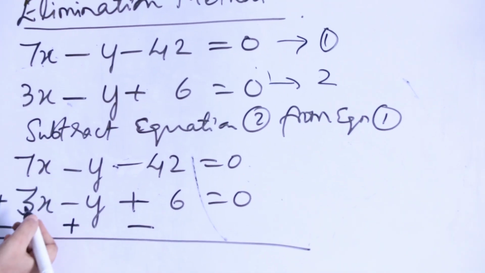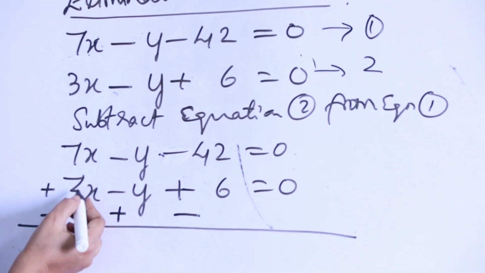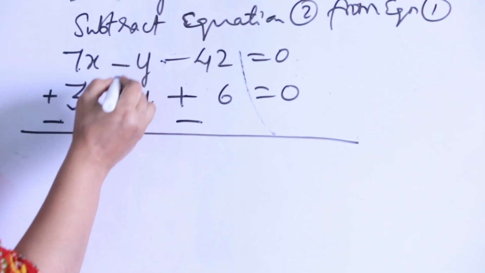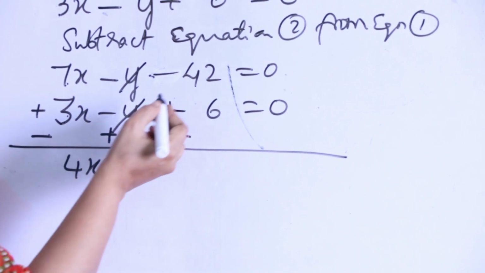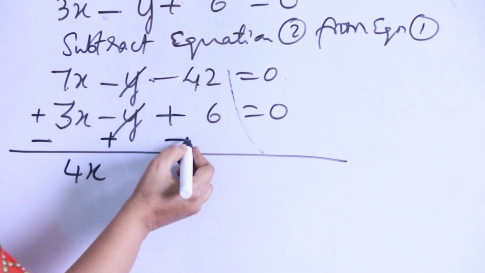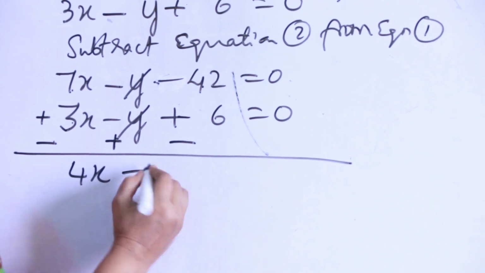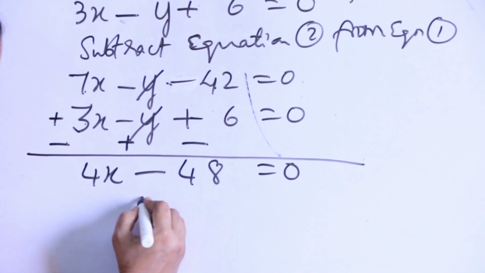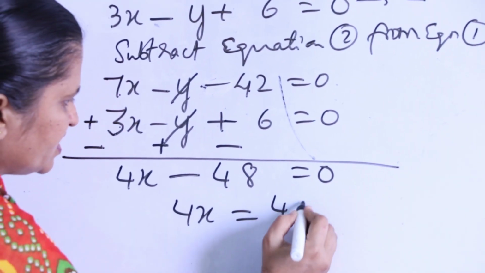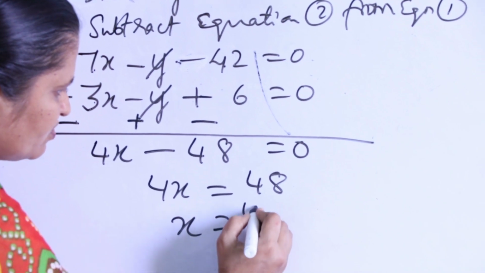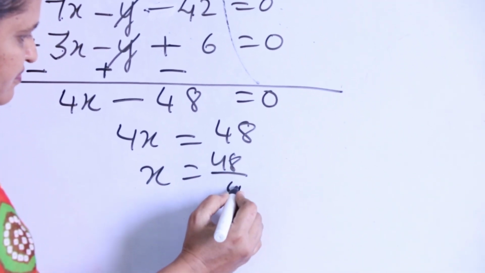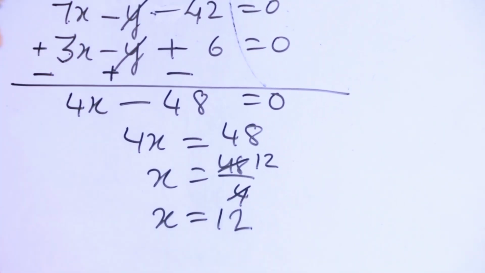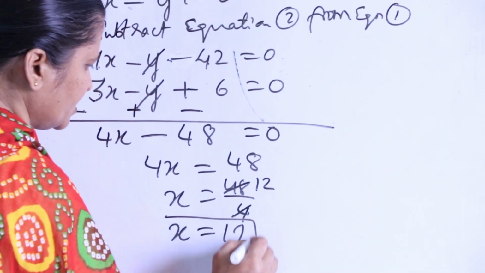So now you are going to read this equation as: 7x minus 3x is 4x. Minus y plus y cancel. Minus 42 minus 6, you are going to add, but you are going to write the minus sign. Minus 48 equals 0. Simplify this. 4x is equal to 48. X is equal to 48 by 4, which is 12. X is equal to 12. Okay? X is equal to 12.